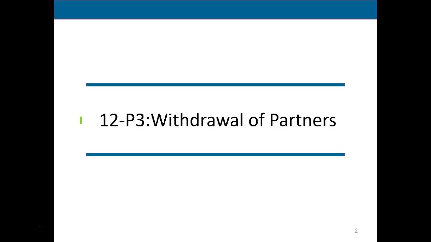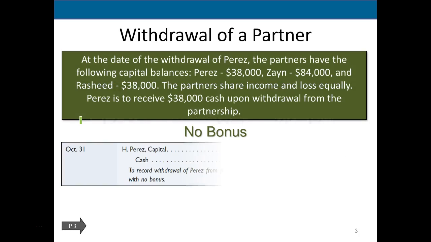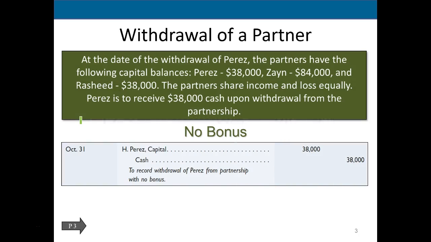We're going to talk about the withdrawal of the partner. So we talked previously about the partner being added to the partnership. Now we're going to talk about a partner leaving the partnership. We'll start off with an example. So, a partner leaving the partnership.